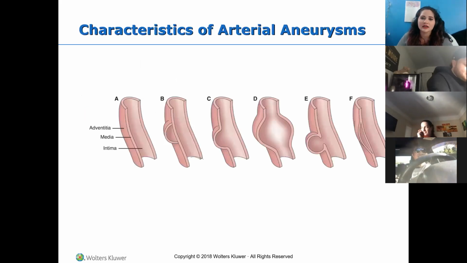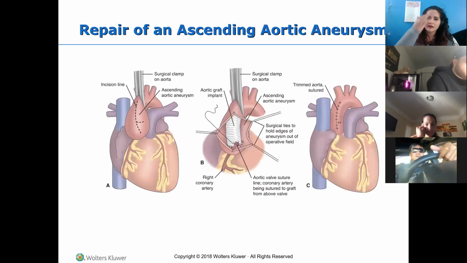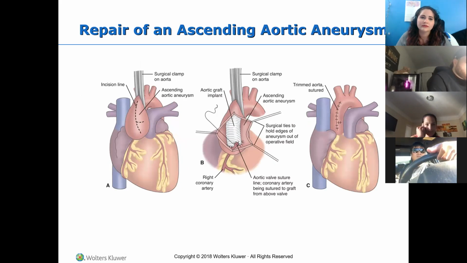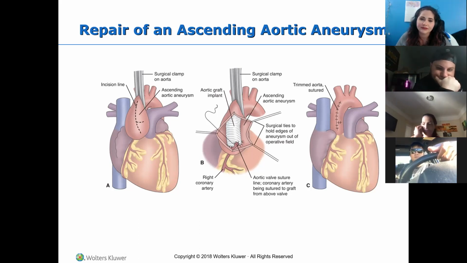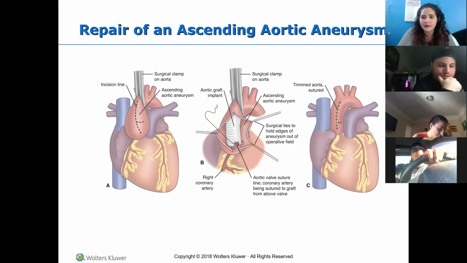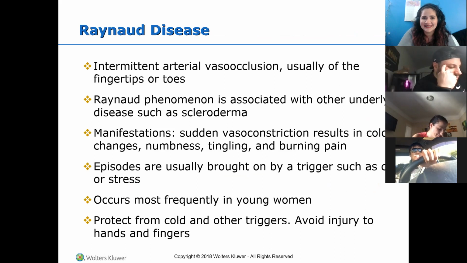So these are what the arterial aneurysms look like. This is the repair of the ascending aortic aneurysm. So it just shows you how they repair it, which we don't really need to know because we're not the ones doing it. Yeah, the brain one is, I think, a thrombolytic, but I have no idea. Yeah, you can't open the brain. Yeah, exactly. Well, you can, but you can't.